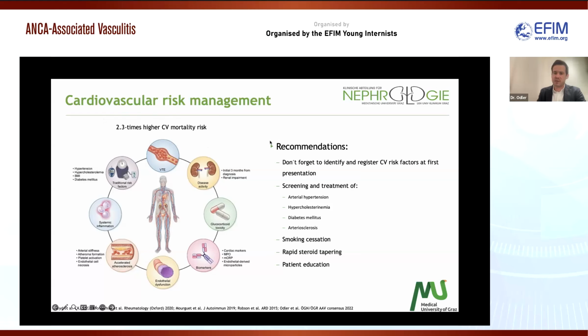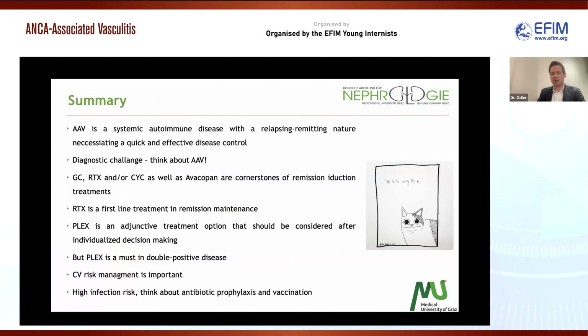So what I would recommend for you, don't forget to identify and register this risk at the first presentation in your patients. Screen for and treat arterial hypertension, hypercholesterolemia, diabetes, and arteriosclerosis. And you should talk with your patients about smoking cessation, but you can also consider rapid steroid tapering, especially if you are using avacopan.